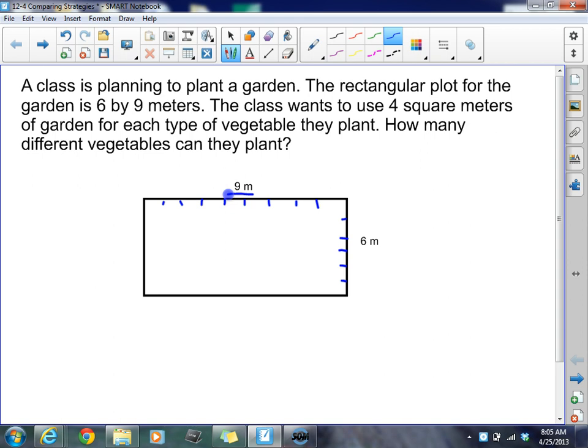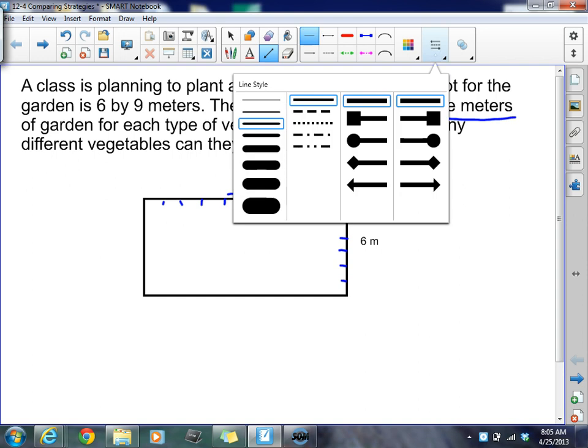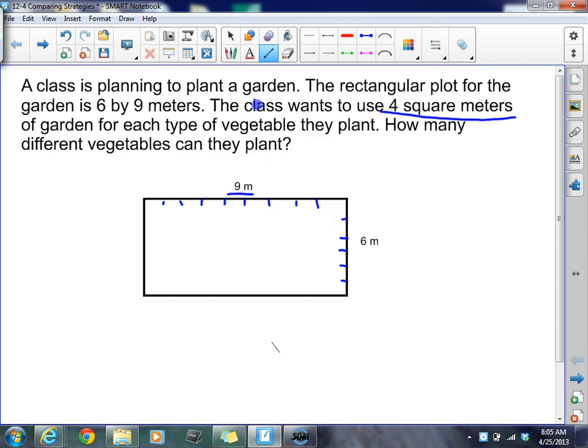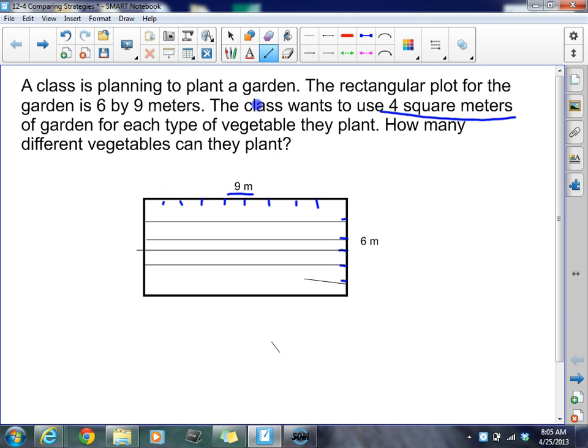Now remember, I need 4 square meters. That's what I'm looking for. So why don't I do it like this? Let's do a really thin line. There we go. Now yes, I know you guys can't do this on your paper. That's okay, I'm just making sure we understand. Now I know that's not equal, but it's pretty close, and that's what I'm looking for. I'm going to do the same thing here. There we go. So I've divided it into square meters.